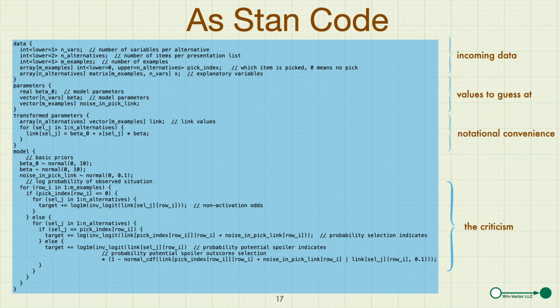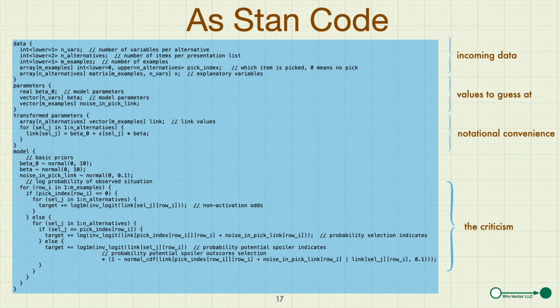The next block is only a notational convenience. It's called transformed parameters. And it just says, golly, I would like this x.beta plus beta 0 to have a name. Call it the link. So it's just writing down a deterministic calculation, introducing a new derived parameter, which we're calling link, which is just the linear dot product of the parameters. That makes writing down later code more concise.